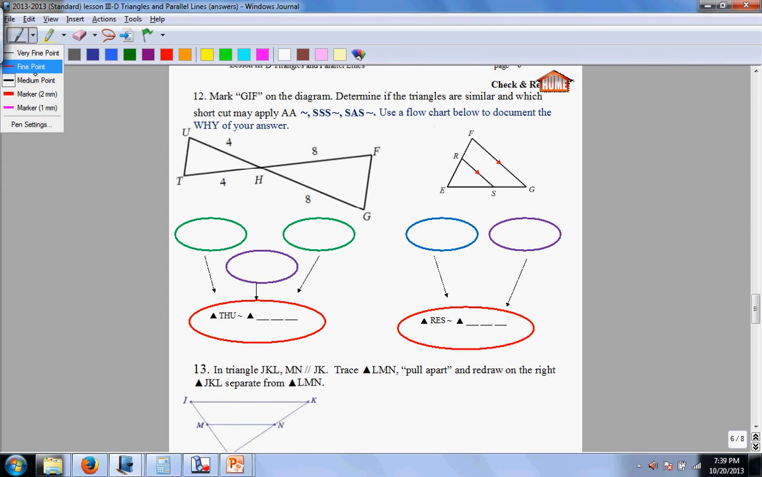So GIF stands for: you want to mark given information, anything that's implied because of the given, and then freebies such as vertical angles and reflexive angles. Taking a look at this first one, we're going to work with what we're given. If we go side to side, we get a 1-to-2 ratio. And here we go side to side, so we get a 1-to-2 ratio. So I know I have a pair of side ratios equal, and another pair of side ratios equal.